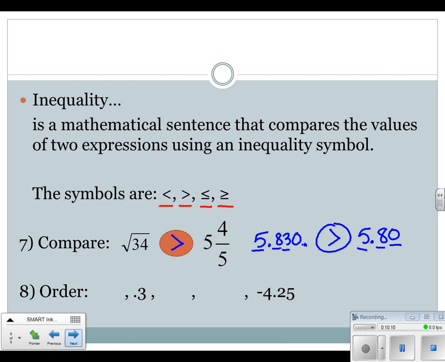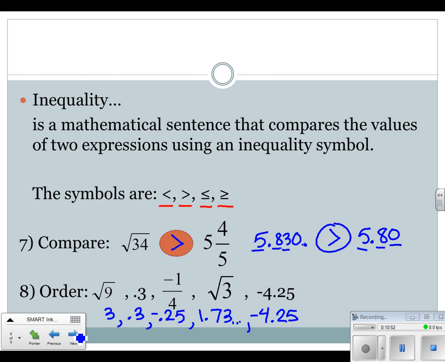We're going to order. We have the square root of 9, 0.3, negative 1/4, the square root of 3, and negative 4.25. What I like to do is put them all in the same form. So I'm going to put them all in decimal notation. We've got the square root of 9, and then we have 0.3, which is 3/10. We have negative 0.25, the square root of 3, which would be irrational because 3 is not a perfect square. So that'd be about 1.73. And then we have negative 4.25.